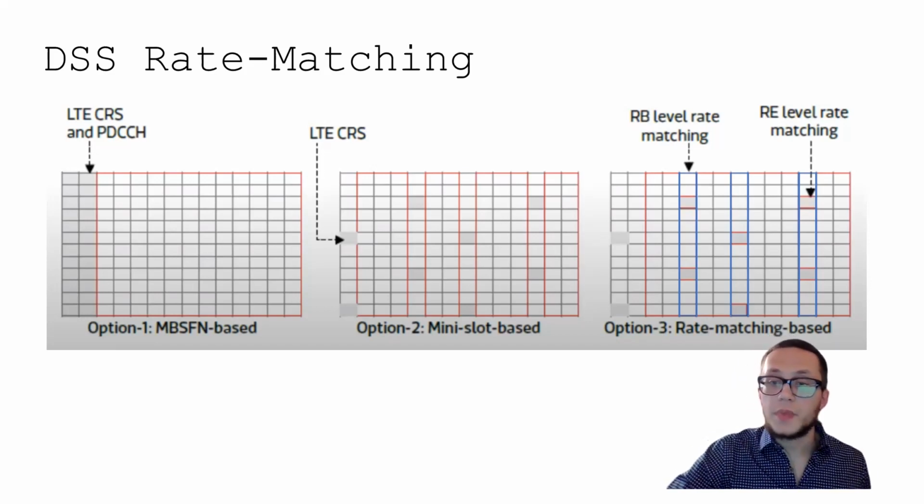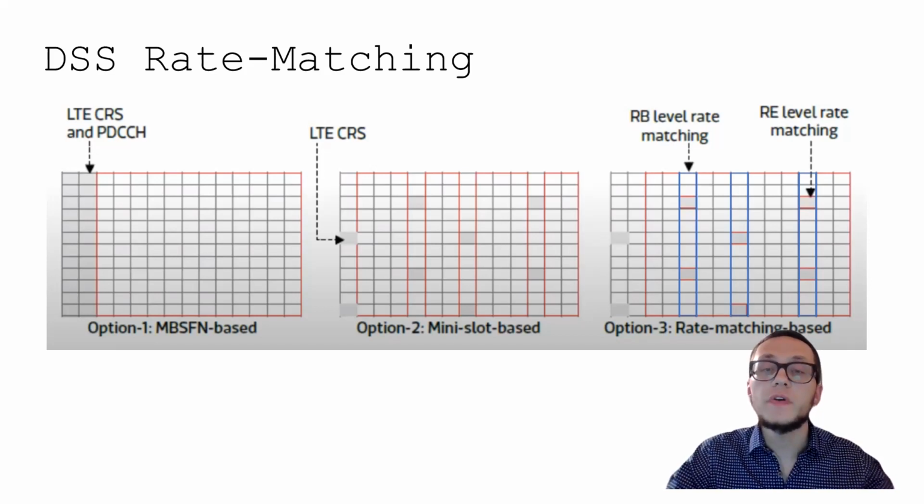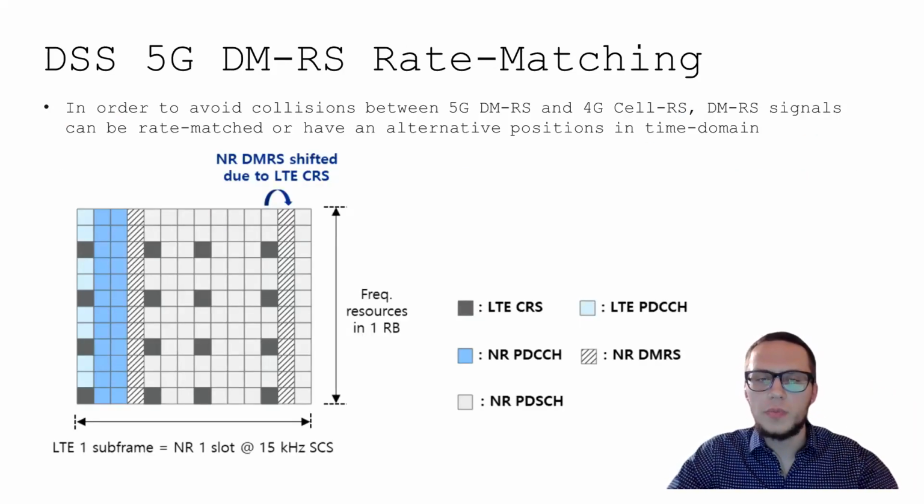And the last option is rate matching. Rate matching based on resource block, as I said before, is when we operate with resource blocks. And rate matching based on resource element level, more precise, is when we even can use those areas right with 4G cell reference signals. So it may help us to utilize our spectrum in an even more efficient way, without any overheads.